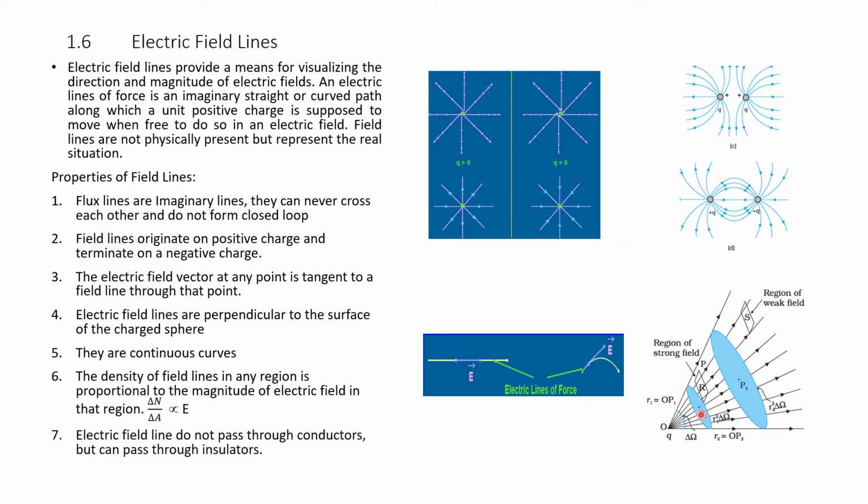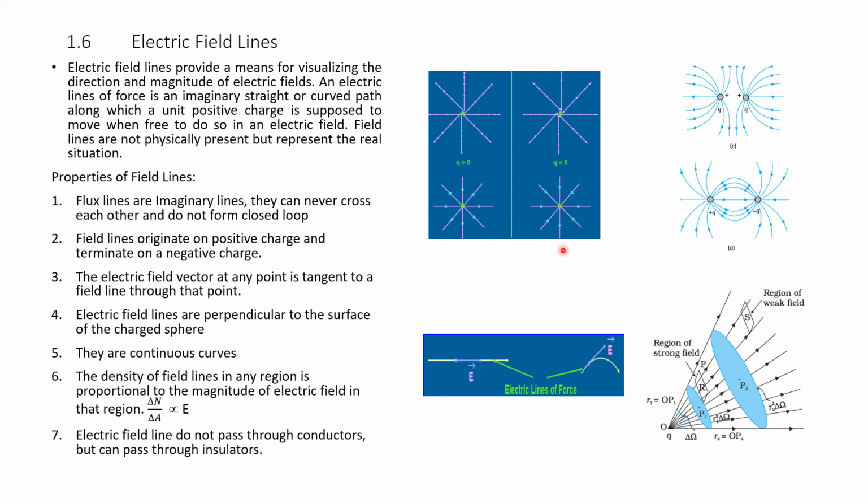Electric field lines do not pass through conductors. Another property of electric field lines is that they do not pass through conductors, but they can still pass through insulators. We will see all these in detail in our next slides. Let us repeat what we have learnt in this topic in this slide. One, electric field lines provide means for visualizing the direction and magnitude of electric fields.